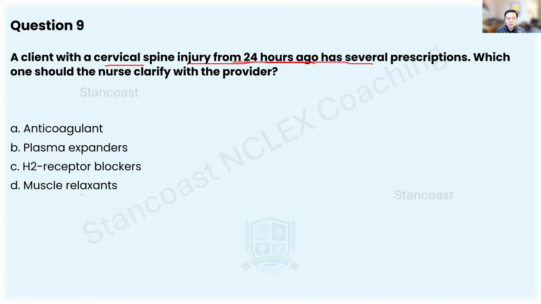The patient, 24 hours ago, has several prescriptions. Take note, guys, when the patient has been in the clinical setting, acute care, 24 hours past the injury, they're already cleared, right? Diagnostic tests have already been carried out. So if there is an order for an anticoagulant, this is intended to prevent thromboembolism, DVT. And if there is no contraindication, then why not administer? We are not going to question this one. Prevention of DVT.